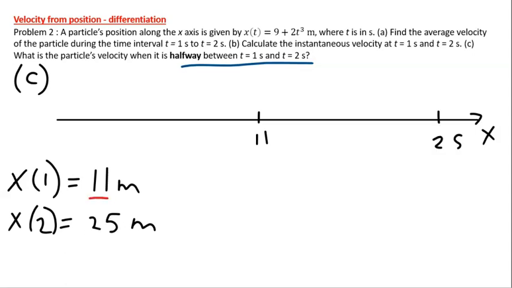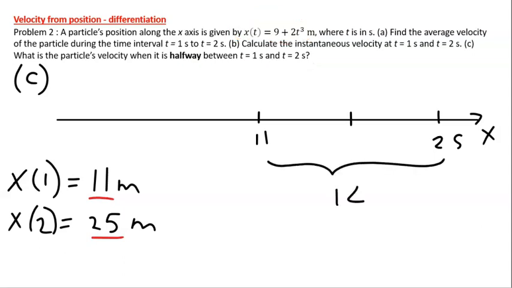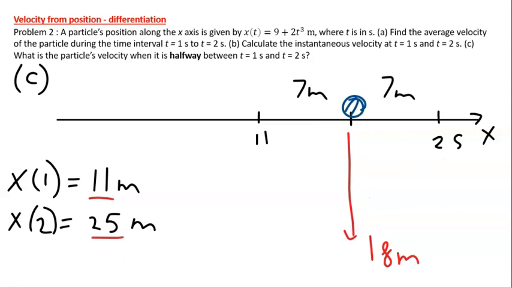So how do we get these two numbers? It's by substituting the corresponding values of t in that expression for x. So the entire distance is 14 meters. So halfway should be 7 meters, 7 meters. So the halfway coordinate is 18 meters. So when the particle gets there, what is the velocity?